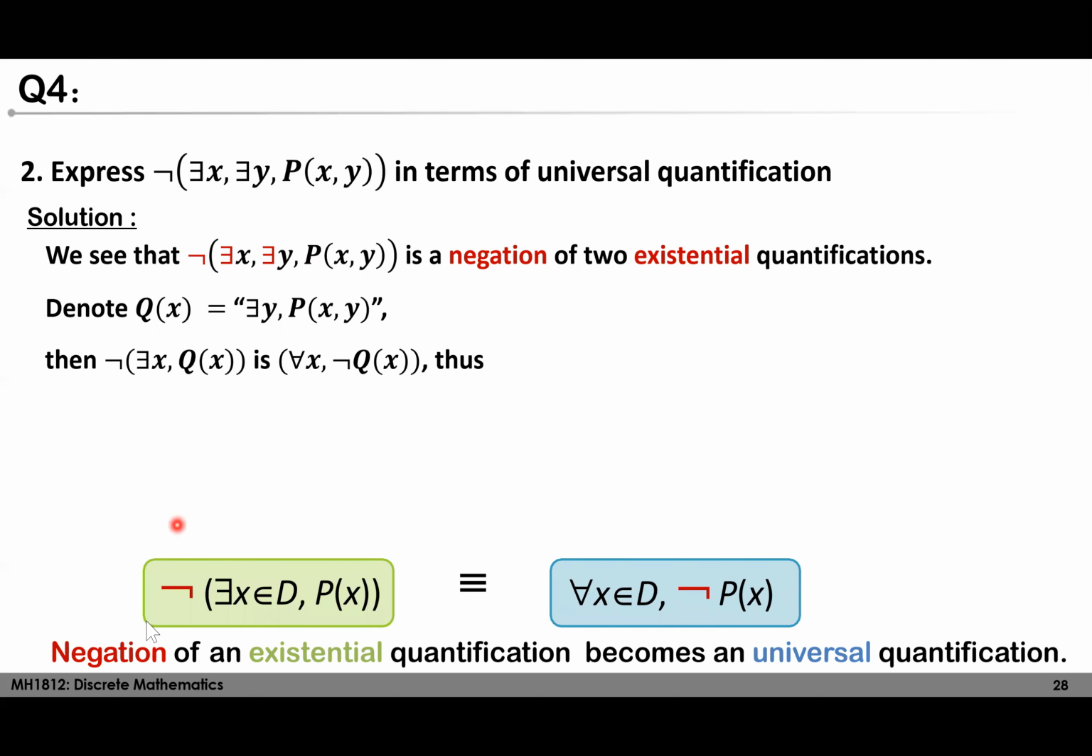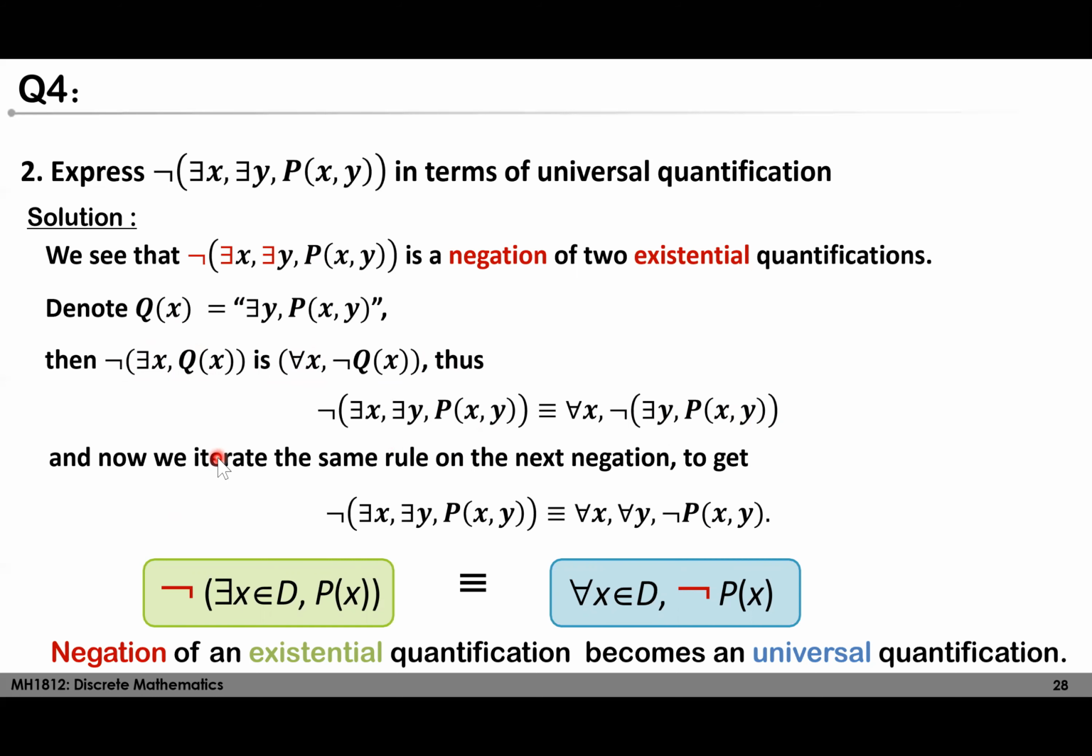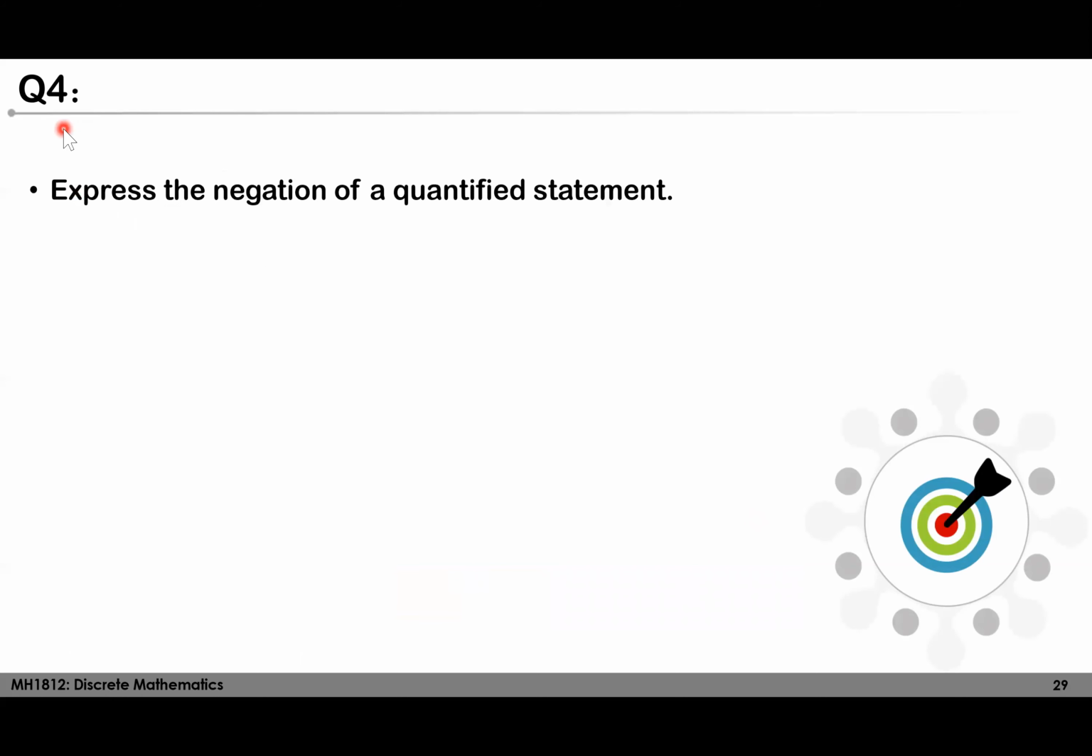And we know the negation of an existential quantification is a universal quantification. So we get this first intermediate result, and then we iterate, using the same rule on the next negation. We get the negation of two existential quantifications is equivalent to two universal quantifications. So the target of question 4 is to express the negation of a quantified statement.